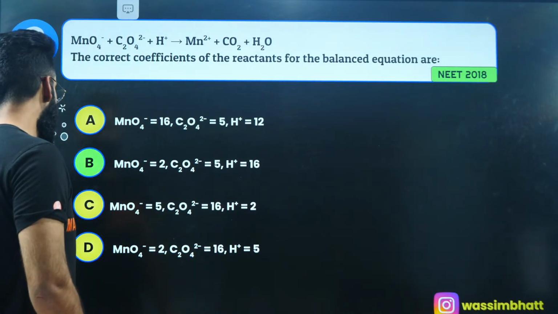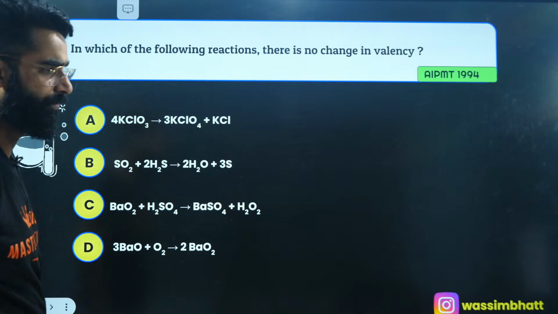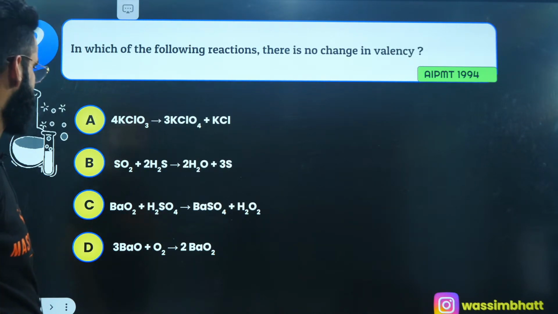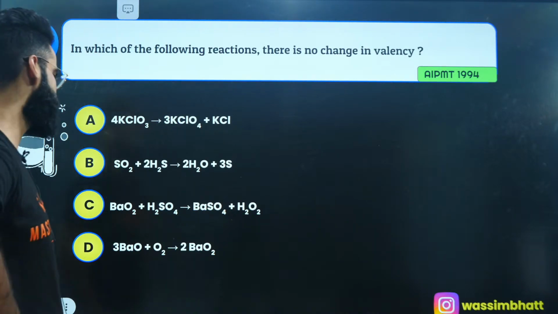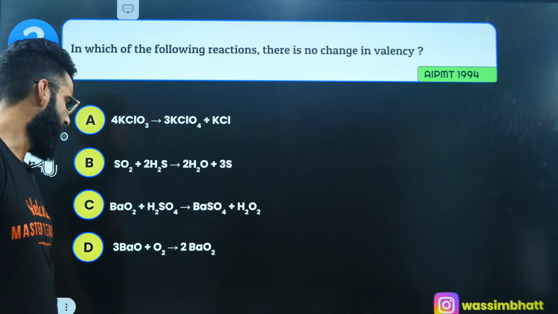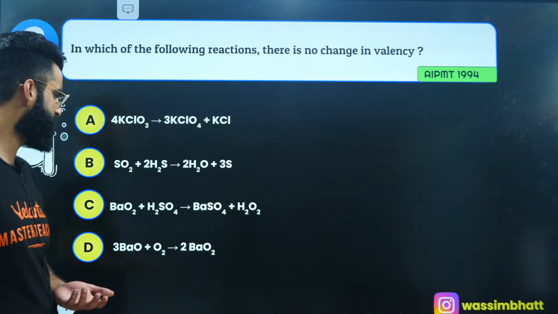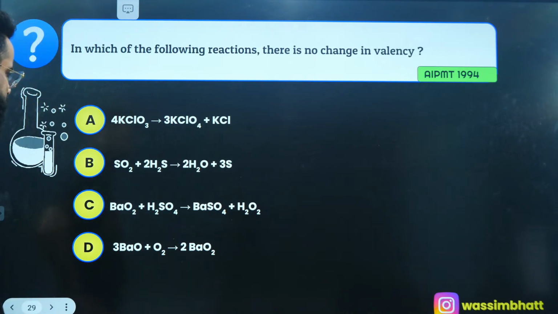Wonderful. Moving on to one more question then. This is one more question, guys. AIPMT 1994. In which of the following reactions there is no change in the valency? Basically, you are supposed to see in which of the following reactions oxidation state of elements does not change, right? What do you think about this one? Which reaction do you think in which oxidation state of any element is not changing?